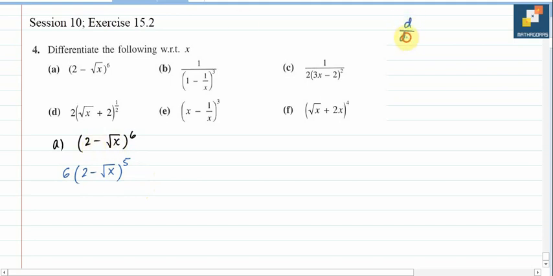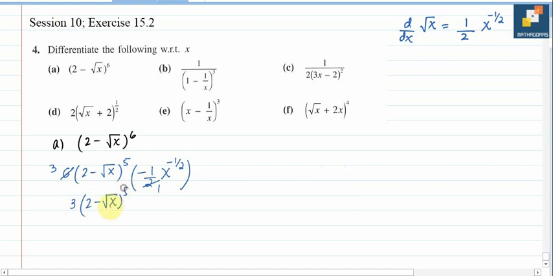So if I say d by dx of root x, first you need to write down the power and then subtract 1 from the power. Alright, so that is the derivative of root x. So it will be 1 upon 2, x to the power minus 1 upon 2. 2 1s are 2, 2 3s are 6, so the final answer will be 3 times 2 minus under root x to the power 5 divided by root x, and the minus sign is also present, so that is the first part answer.